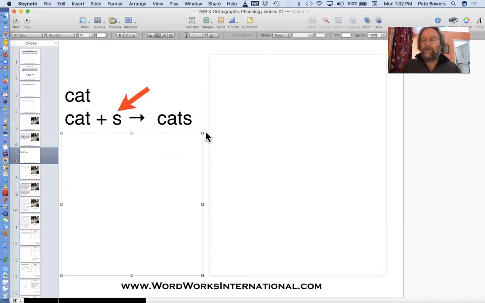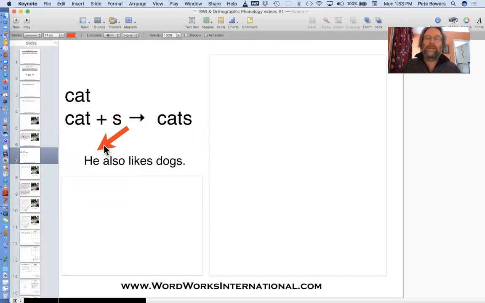Okay. But here, notice what happens here. There was another sentence in the story that says, he also likes dogs. What do you think?